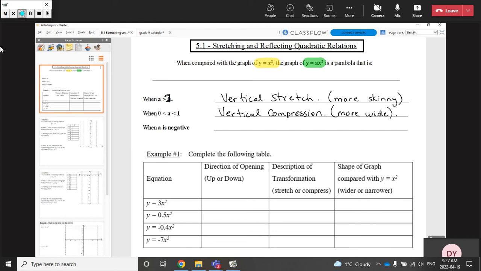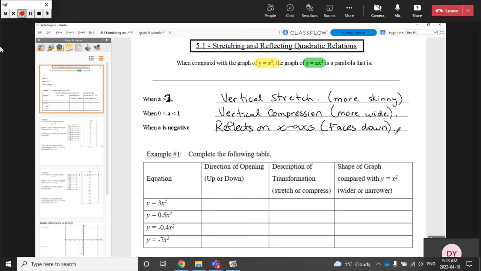And then when a is negative, what happens? Right, when that leading coefficient a is negative, it seems to reflect on the x-axis, in which case we say opens down. So we'll say reflects on x-axis, and really what we mean by that is faces down.